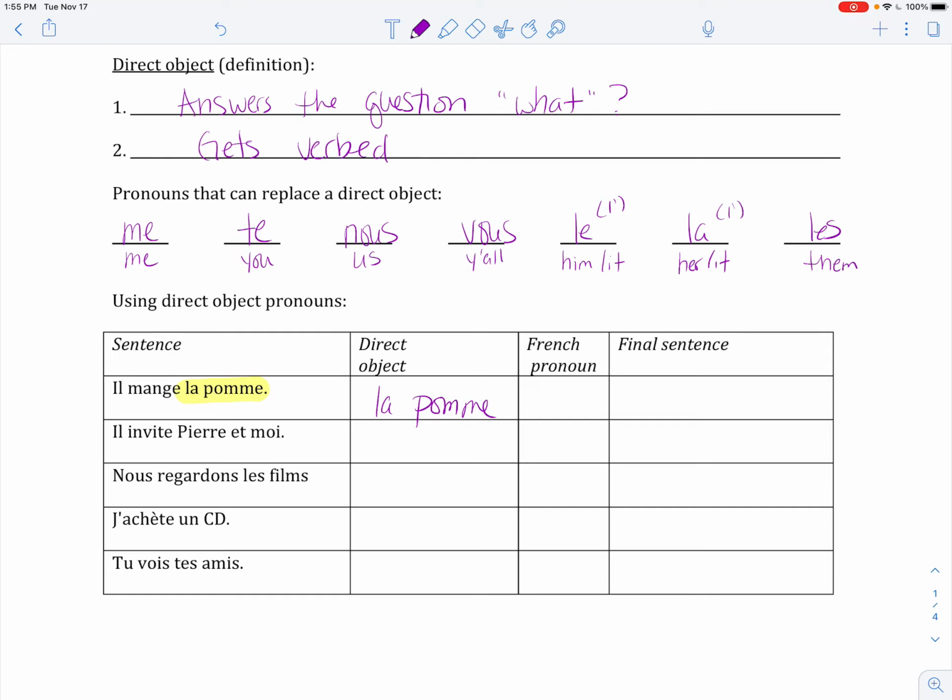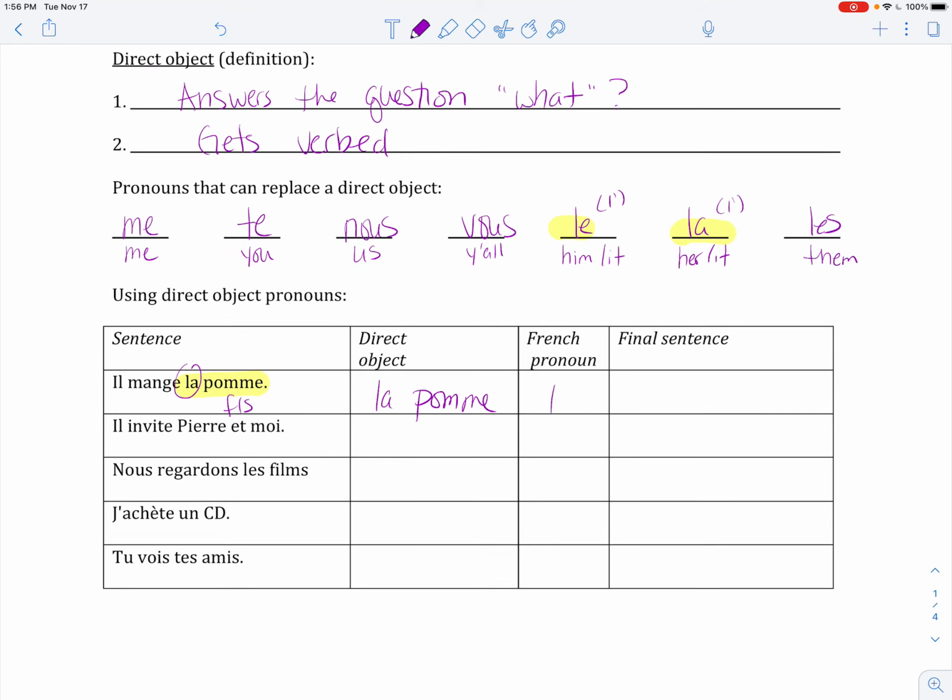That's what makes sense. Can't be them because it's only one apple. So then the question is, is it le or is it la? Because we have two choices for it. In this case, because of the la article here, we know that this is feminine singular. We're going to choose la as our pronoun. A lot of times the pronoun we pick is going to be the same as the article. So we took it from il mange la pomme, he's eating the apple. We chose la pomme as the direct object. We're going to replace it with la.